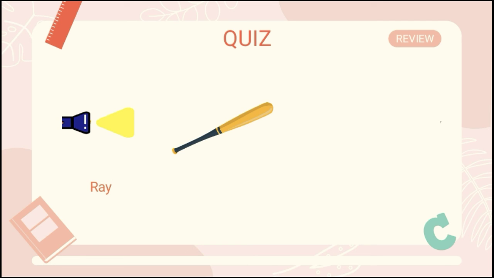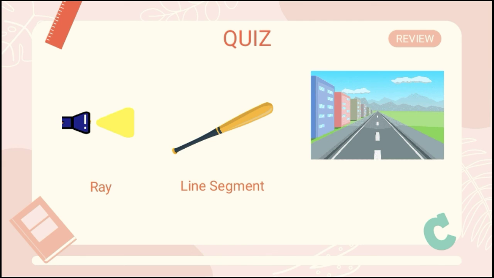Good job. And now, state the line type in the picture. Yes, this is a ray. What about this? Yes, line segment. And this? Yes, line.